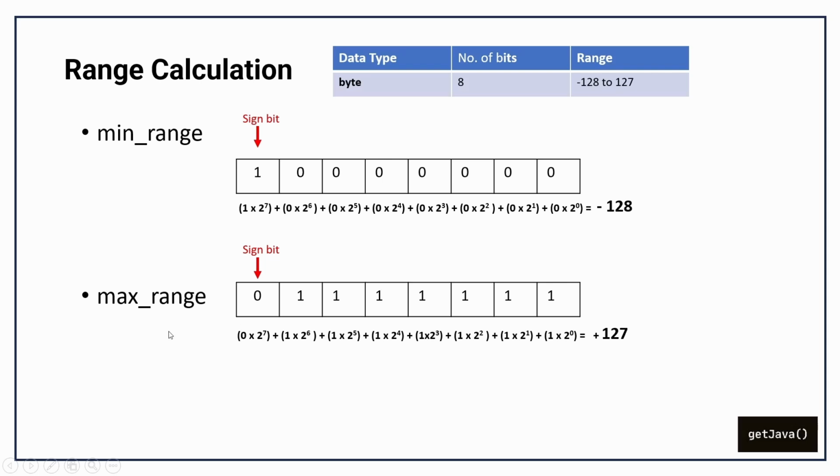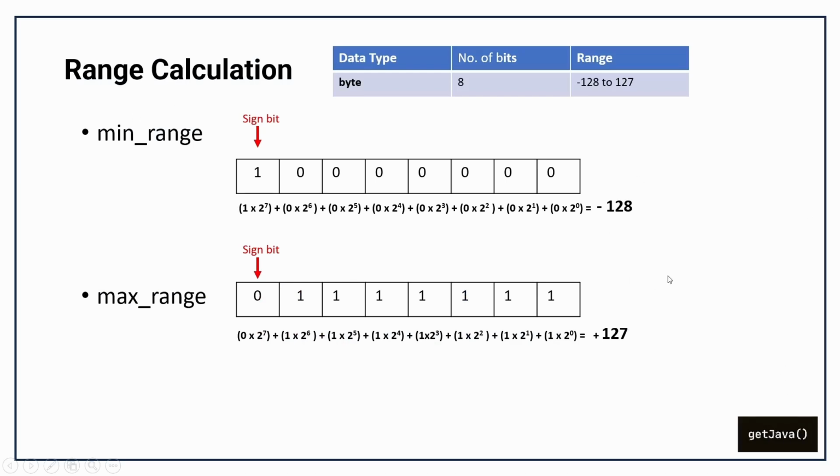Similarly, for calculating the max range, we take the value and multiply it by 2 raised to 0. And we do this till the most significant bit or the left sign bit. Again we add and we will get 127. Since the sign bit is 0, it will be a positive number. Now we have seen how the range for a data type is calculated. Similarly, you can calculate it for other data types as well.